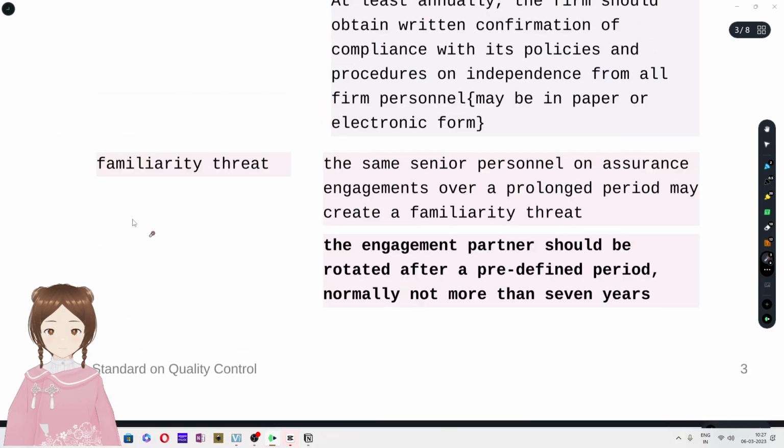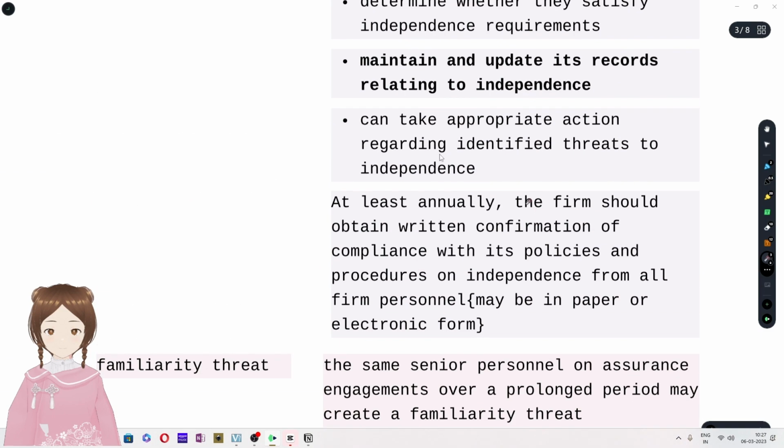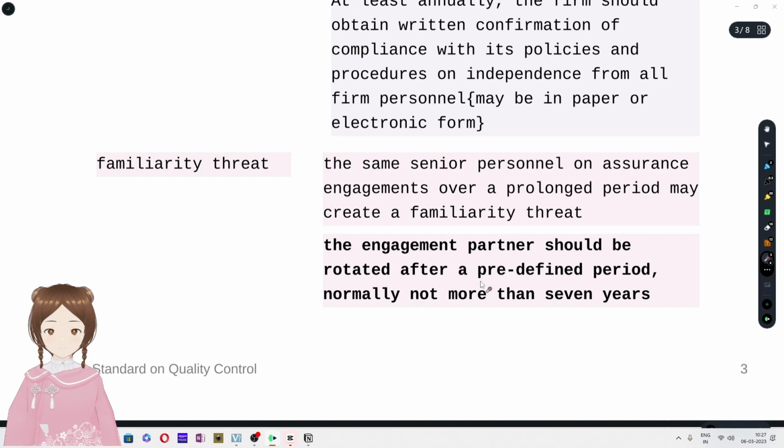And with regards to the familiarity threat, we have lately been talking more about threats to independence. One such threat is the familiarity threat.